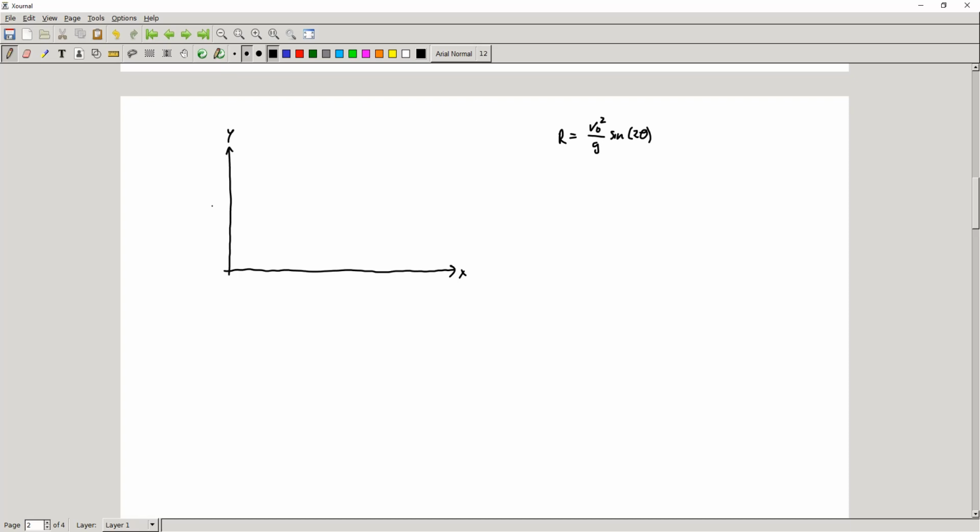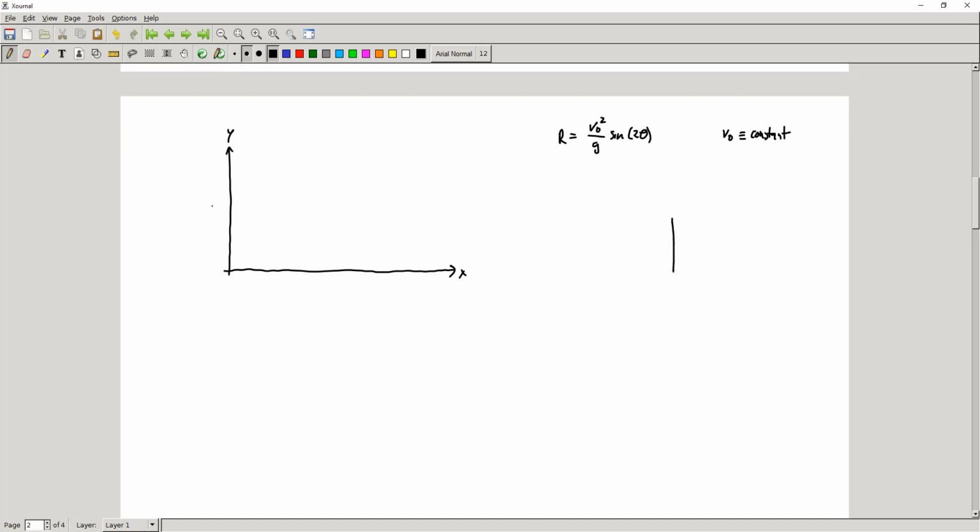First, I guess the first question is what's the maximum range for our cannonball, given that our v0 is constant, right? So if we have a constant v0, what angle should we choose to get the maximum range out of our cannonball? Well, that's clearly going to be whatever angle maximizes the value of this sine 2 theta. Well, sine of whatever angle is going to vary somewhere between 0 and 1, right?